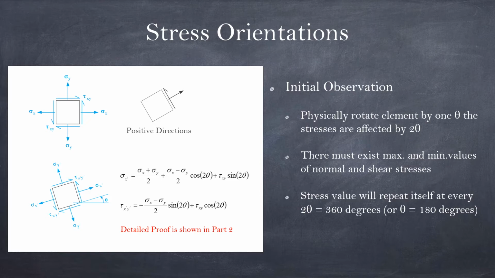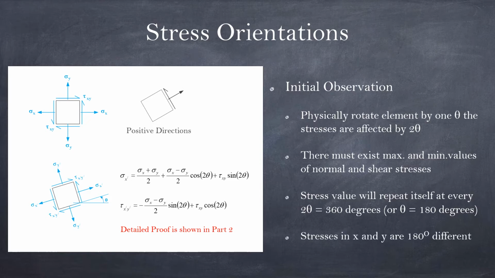Because that's where it repeats the circle. Or in a way, for the stress level, it means that when you turn the element by 180 degrees, notice the opposite side of the stresses, the values are the same number. Sigma x and sigma x, sigma y and sigma y are 180 degrees from each other.